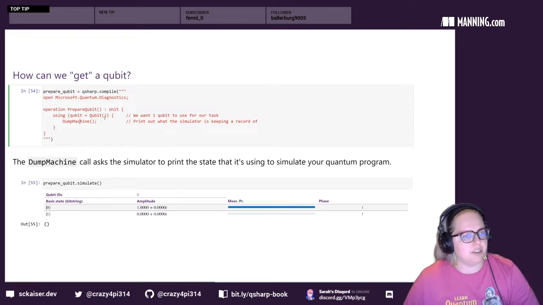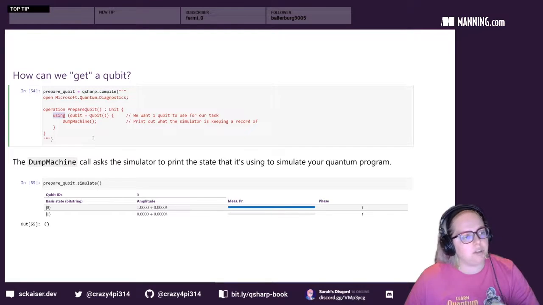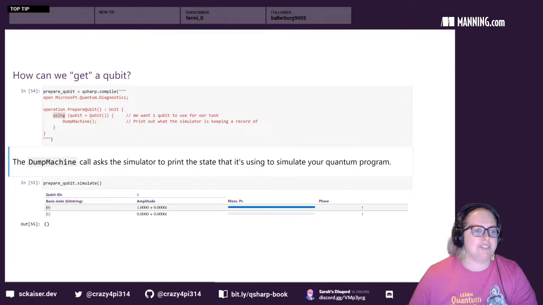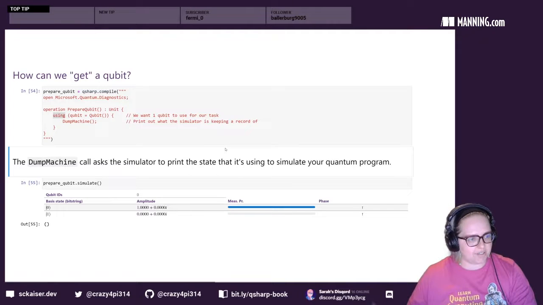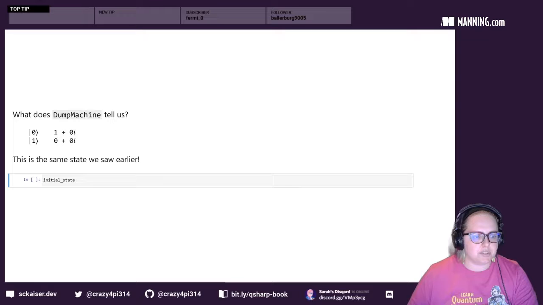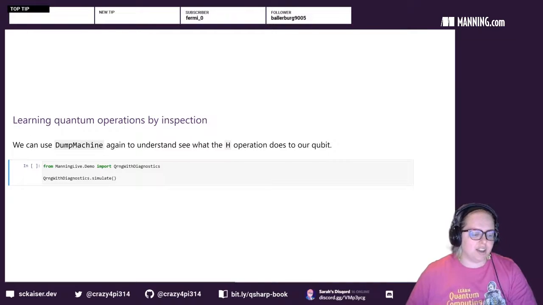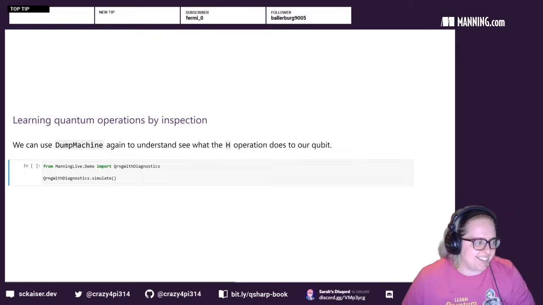And that makes sense. This is a good sanity check, because anytime we ask for a qubit from the runtime, it should be provided to us in the 0 state. It's a built-in promise or assumption that we have with the compiler and runtime that when we ask for a qubit, it'll be in the 0 state. That's the same state we saw earlier that we had written in QTIP. This dump machine feels a lot like printf debugging, which, I mean, we've all done it. It's a very helpful technique.